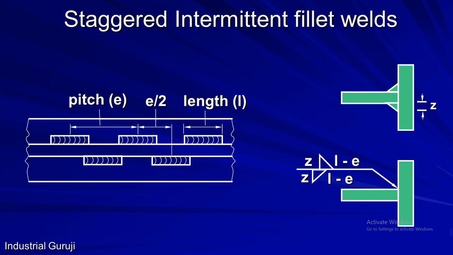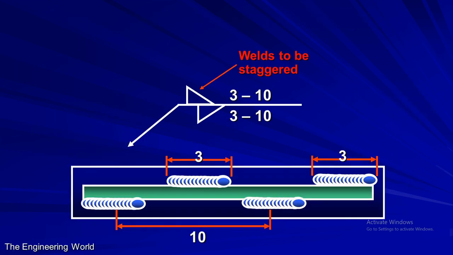Now, what if the stitches are not identical? So here, staggered weld is used. Here, 2 stitches with 3 mm length and 10 mm pitch are given. So, this arrangement should be shown in this way. Here, fillet symbols to be drawn offset for showing staggered.